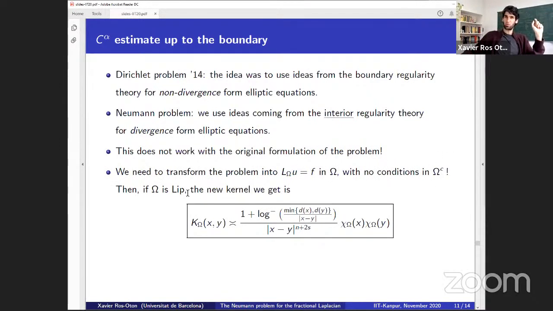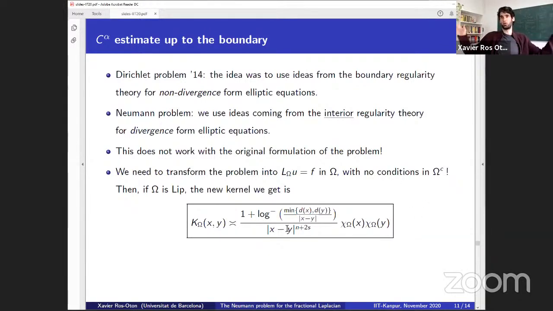And then we can prove that this is an explicit kernel, but very strange in a sense. We can prove that if omega is Lipschitz, then the new kernel we get is comparable to exactly this: one plus the negative part of the logarithm of the minimum of the distance of x, distance of y, divided by |x minus y|. Okay, so you take the negative part of the logarithm of this, times the kernel of the fractional Laplacian, and then the characteristic function of x and y. Okay, so this is the kind of new kernel that arises in this setting.